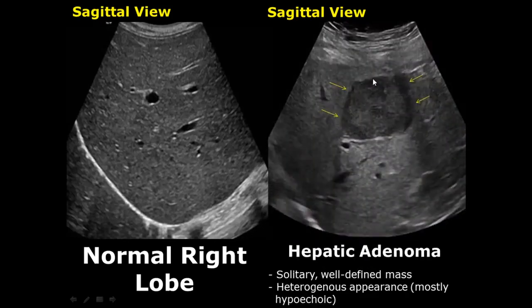A hepatic adenoma is a solitary well-defined mass. It has variable appearance, but mostly it is hypoechoic. But we cannot confirm these lesions on ultrasound. We need to perform a CT scan.